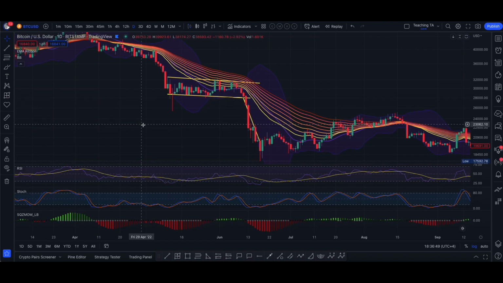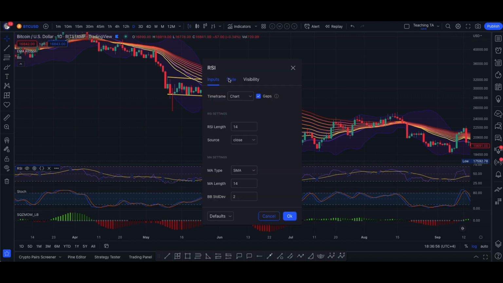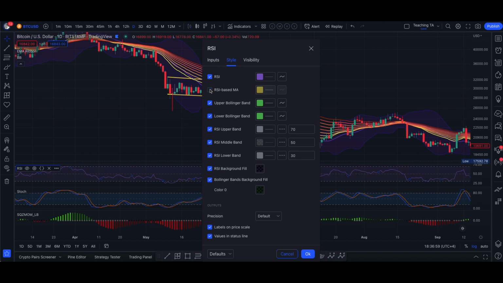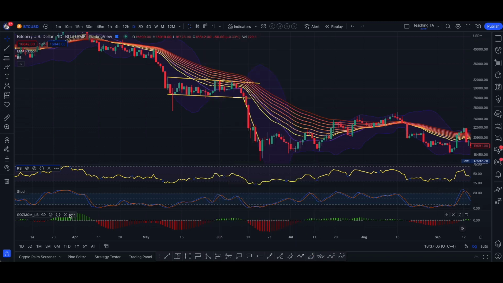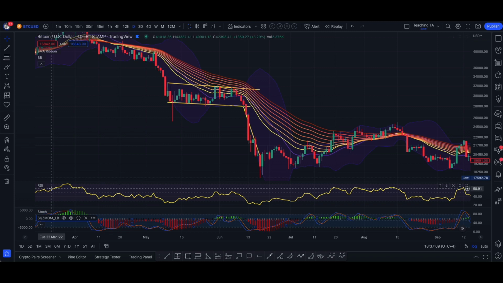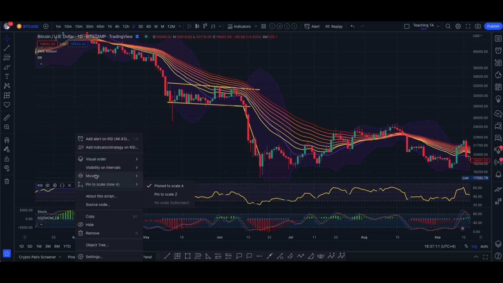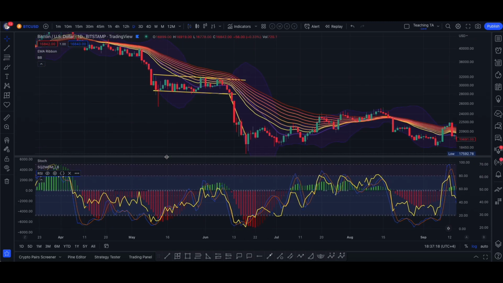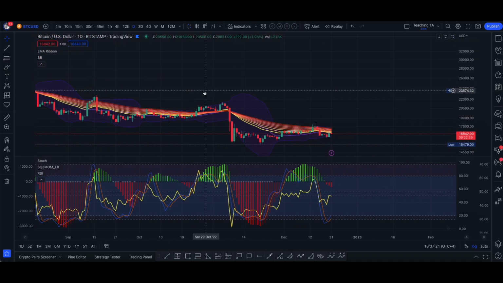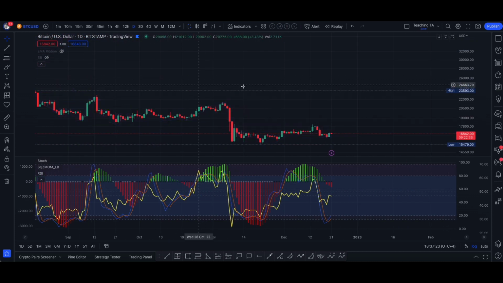Okay, so now if we go into our oscillators, these are the ones that I like to use: the RSI, the stochastic, and the squeeze momentum. So first of all, I want to change the settings of the RSI, so we don't need the RSI-based EMA. I personally don't use it. I'm going to change this to yellow and make it a bit thicker so it's more visible. And what I'm going to do is combine all of them into one. Now I do this because if you're trading on mobile, it's very hard to see exactly the price and the oscillators at the same time. So once you do this, you can have an overview of both the price and the oscillators in one go.